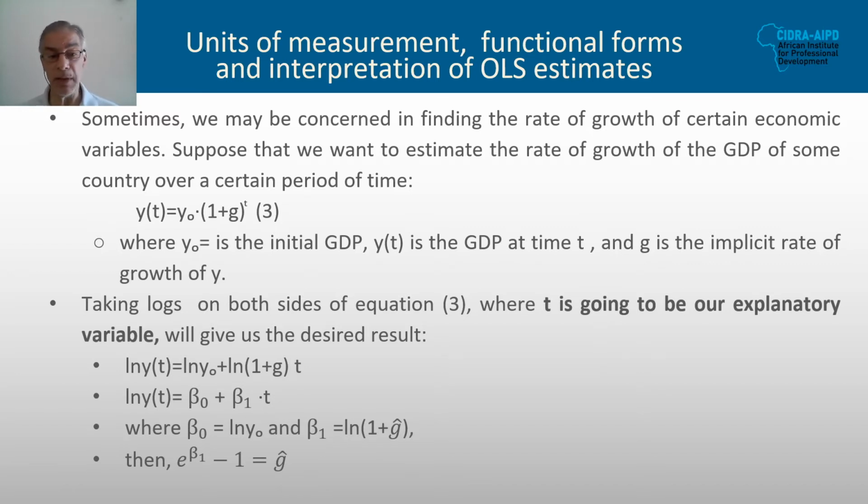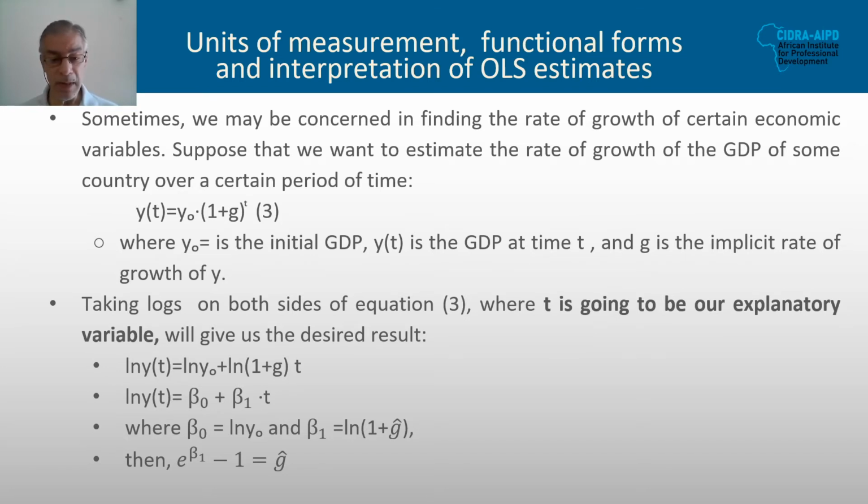We can simply solve equation 3 for g, and we can have a value. But we have a much better way to have our g value, a much better informed way. If we take logs on both sides of equation 3, then t, as you can see at the end of this slide, is going to be our explanatory variable if we run a regression of the log of y sub t over t.